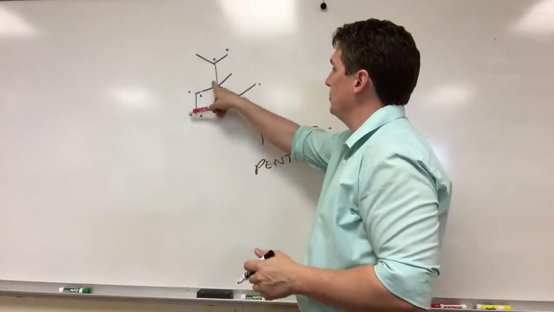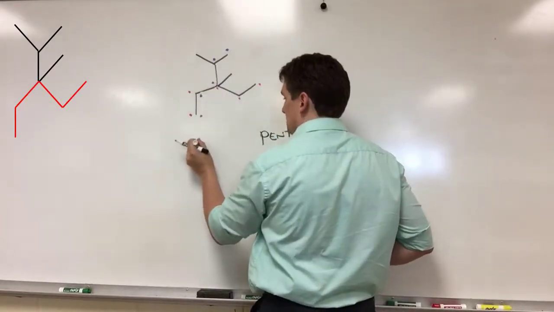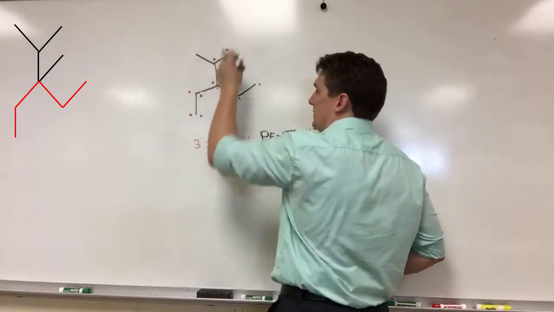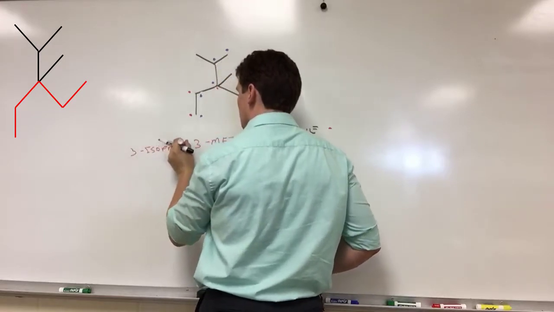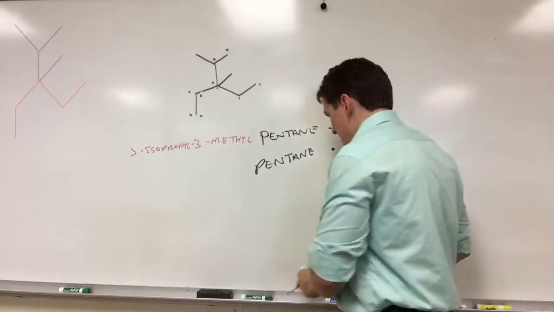If we do the red, we have a methyl group in the 3rd carbon position, so this would be 3-methyl. And here we have an isopropyl on the 3, so 3-isopropyl. So 3-isopropyl, 3-methyl if we follow the red chain. How about the blue chain?